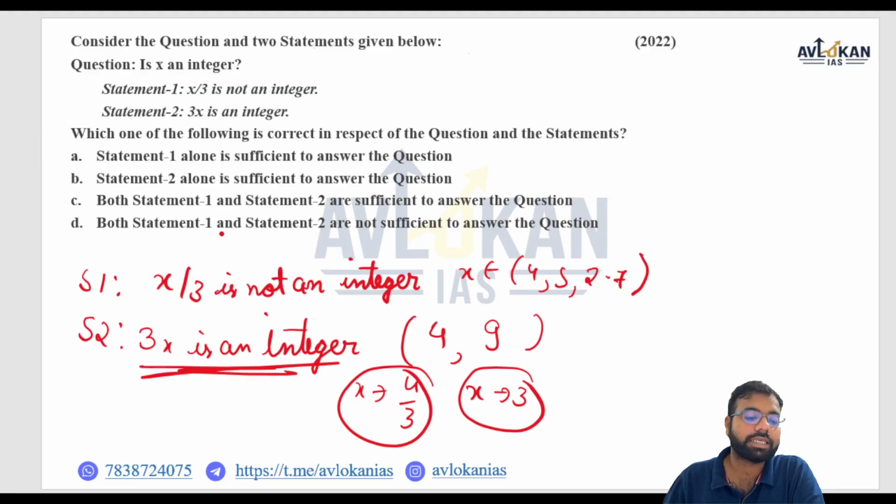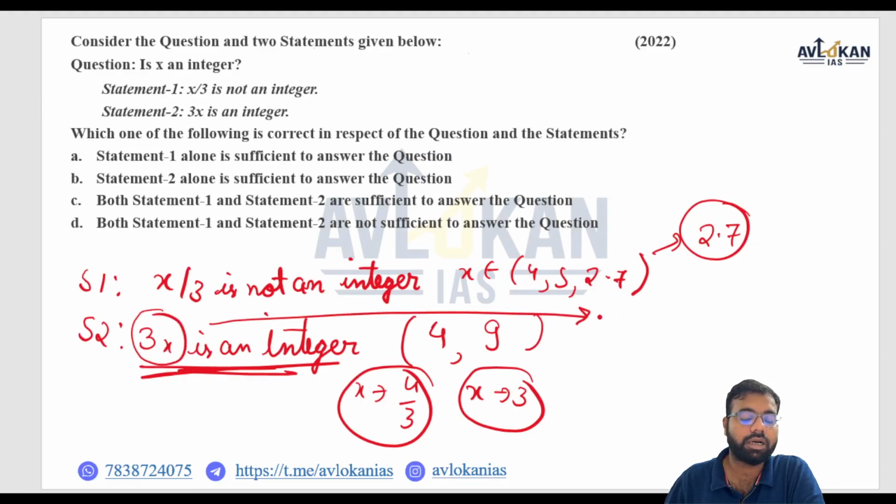So both statement 1 and 2 are not sufficient to answer the question. And we can even take their combination. x by 3 is not an integer, 3x is an integer. So let's take x by 3 is not an integer, let's take 2.7, or 3x is an integer, we can take maybe 4 by 3. So again both of them together are also not sufficient to answer the question. So my answer is D.